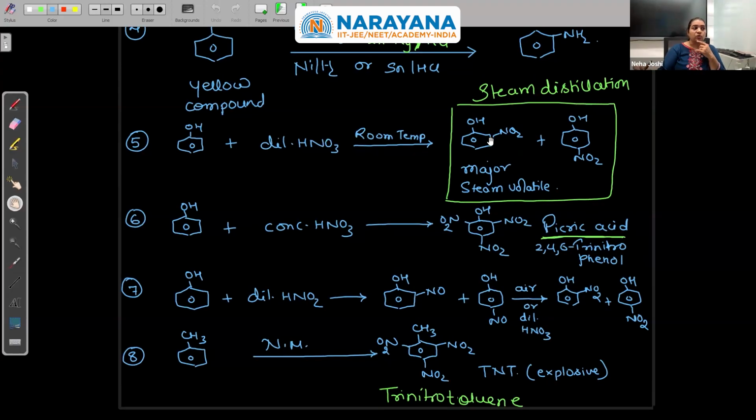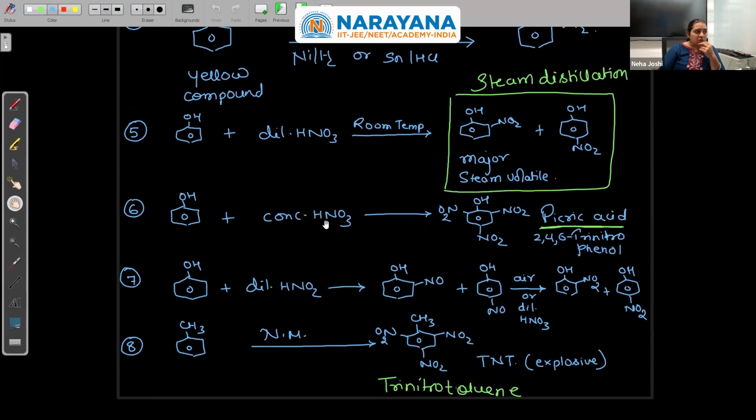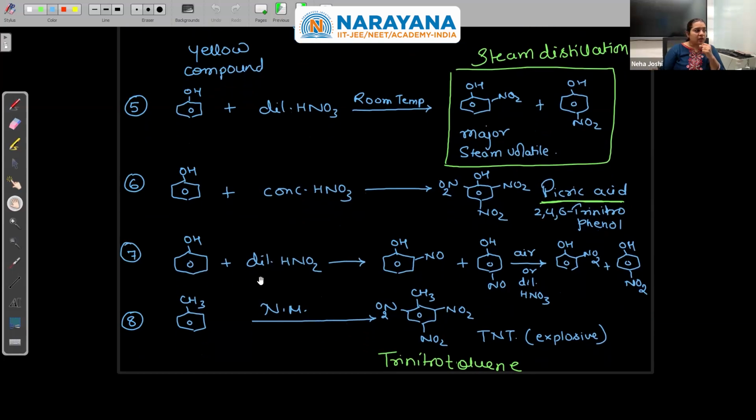If you have dilute HNO3, you are having ortho and para nitrophenol, out of which major is ortho due to intramolecular H bonding, and they can be separated by steam distillation. Ortho is the one which will go with steam. With concentrated HNO3, we have picric acid, 2,4,6-trinitrophenol, pKa less than 1.